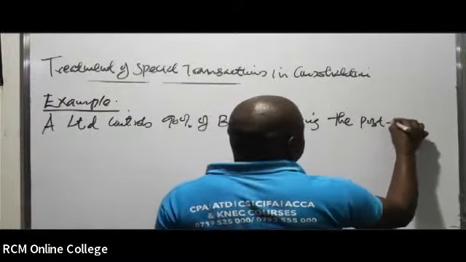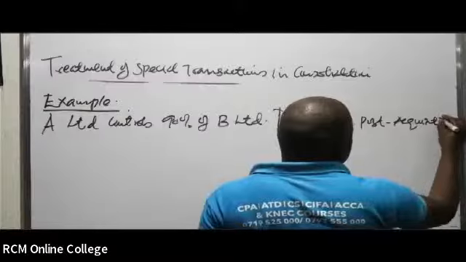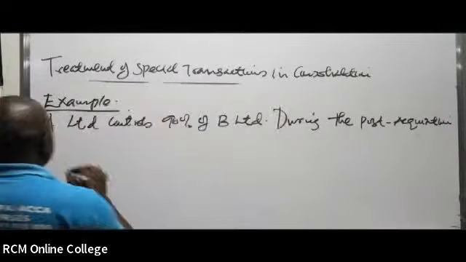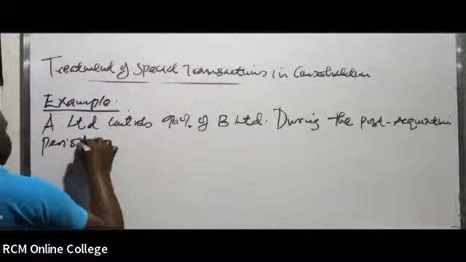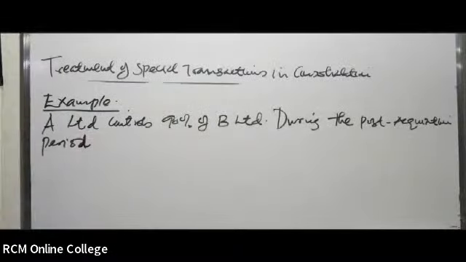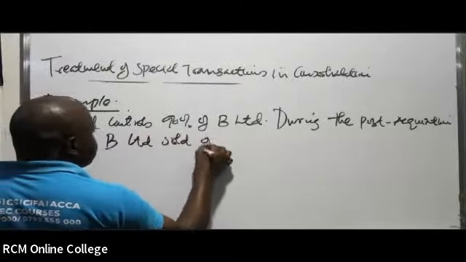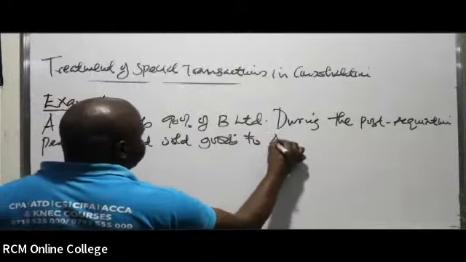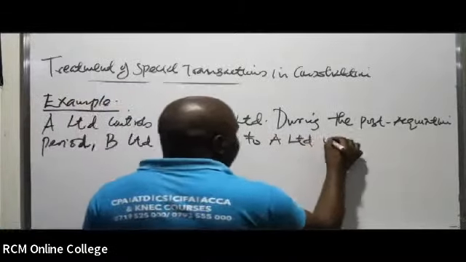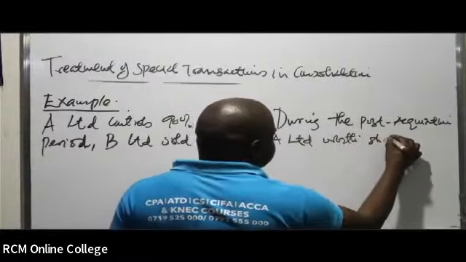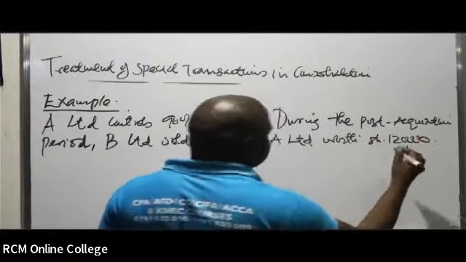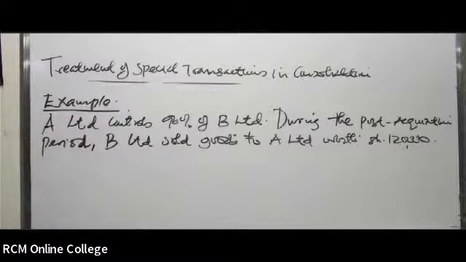During the post-acquisition period, B Limited sold goods to A Limited worth shillings 120,000. So that was an intercompany sale, an intergroup sale.